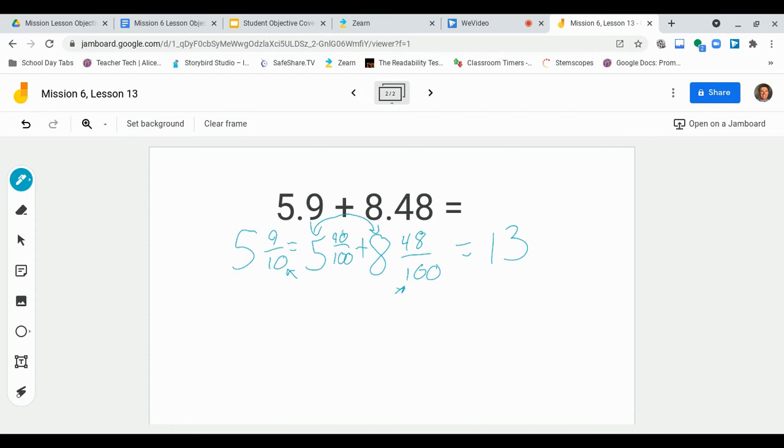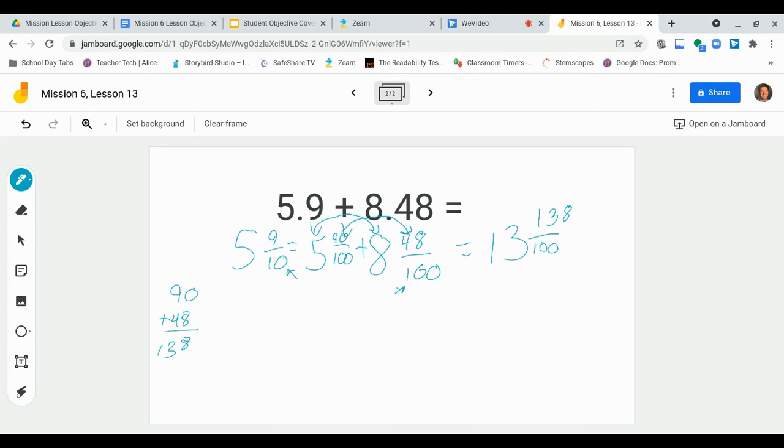And then I have to add my fractions. So 90 plus 48. And then it'll end up in hundredths. So 90 plus 48. Just do it off to the side here real quick. 8 plus 0 is 8. 9 plus 4 is 13. So I have 138 hundredths.